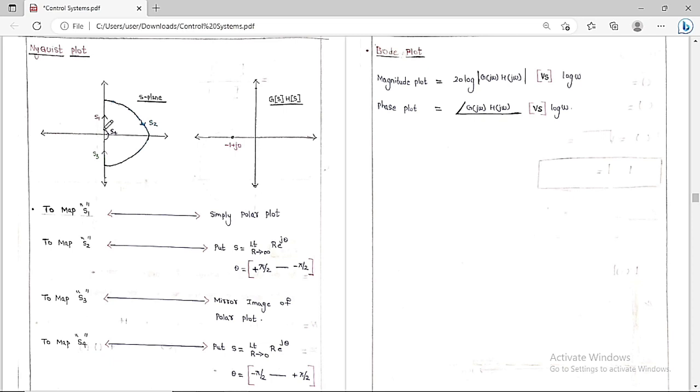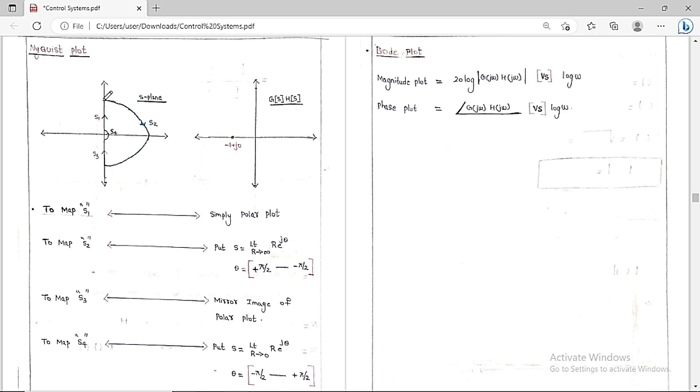In order to map S1, it is basically a simple polar plot, right? Omega is equal to 0 to omega is equal to infinity. It is simply a polar plot because omega goes from 0 to infinity. So in order to map S1, we are going to get the polar plot.